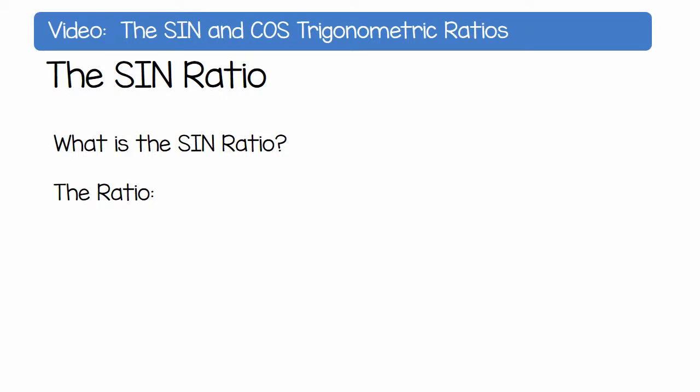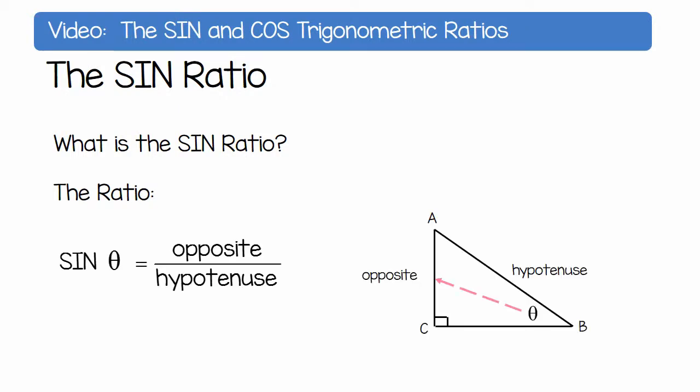Here, the sine ratio is given as a formula. The sine of theta, which represents the reference angle, is equal to the opposite side divided by the hypotenuse, which is, of course, our ratio.